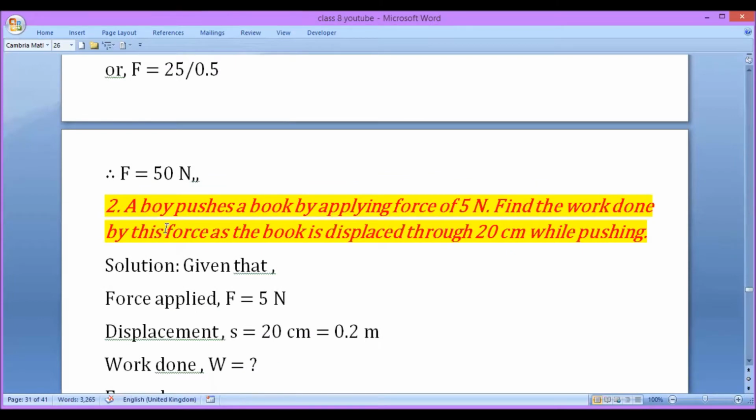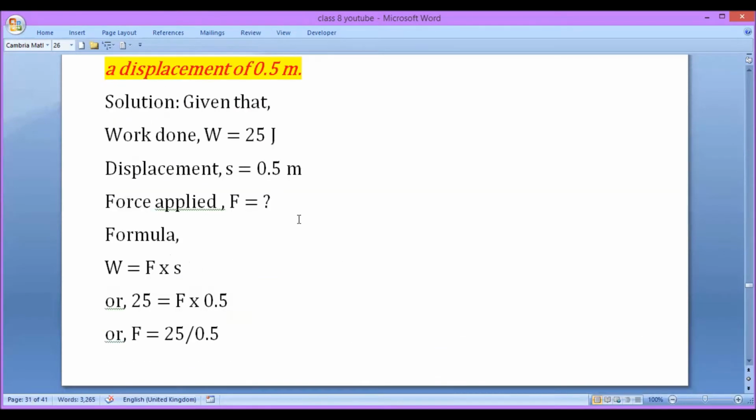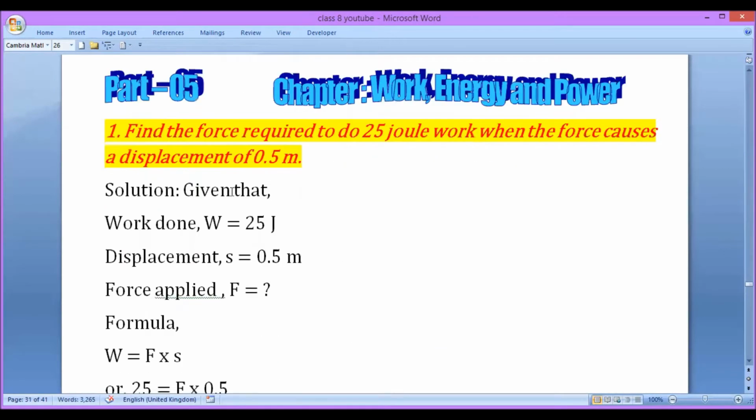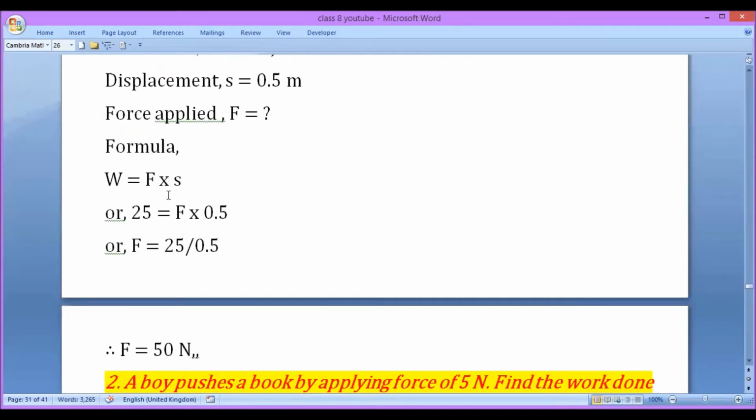Now question number 2. A boy pushes a book by applying a force of 5 newton. Find the work done by this force if the book is displaced through 25 cm while pushing. Here are also two values. In question number 1, you had to compute the force applied, in which we used the formula W is equal to F multiply S.